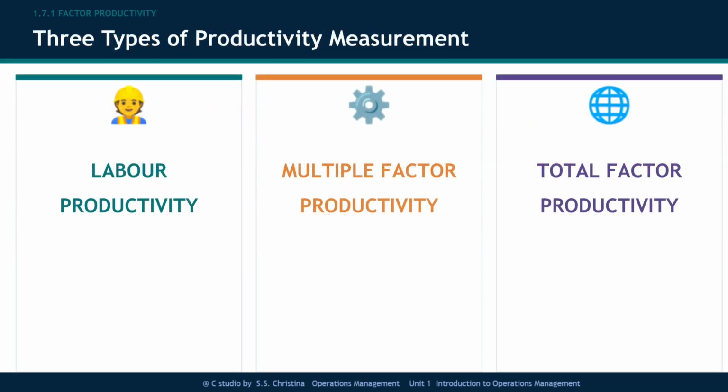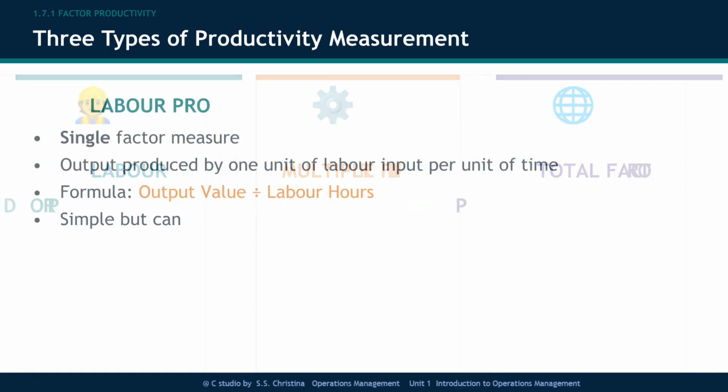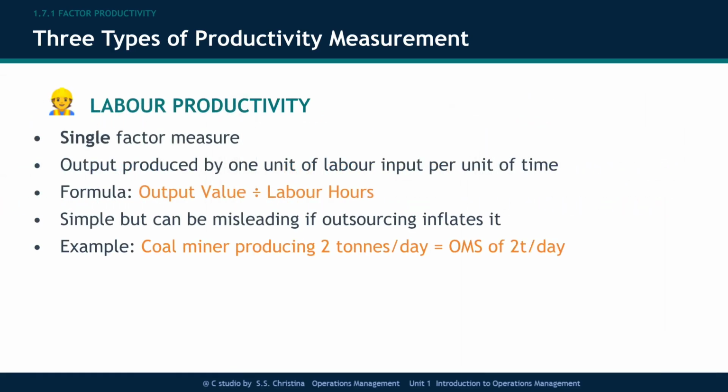Operations managers typically utilize 3 types of productivity measurement: labor productivity, multiple factor productivity, and total factor productivity. Each provides a different analytical perspective on operational efficiency. Labor productivity is the simplest. It measures how much output one unit of labor produces in a given time period.